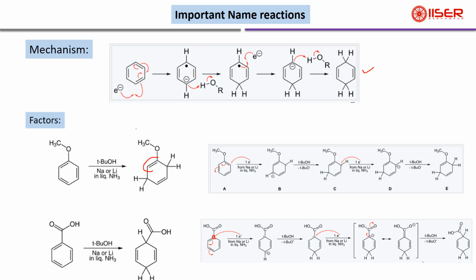So whenever there is an electron withdrawing group, due to its high electron withdrawing nature, this carbon is the most electron deficient. The first electron will be added to this position. Because of that, the double bond will be placed this way. So whenever there is an electron donating group, just draw the double bonds this way, and whenever there is an electron withdrawing group, the reduction will be this way.